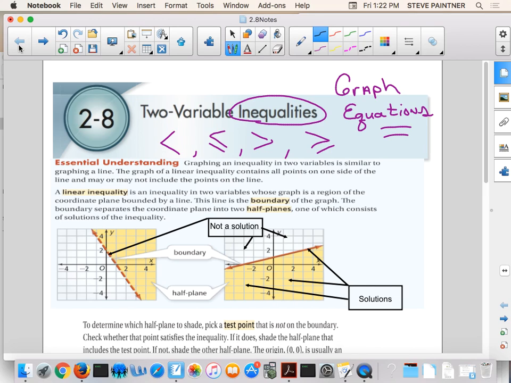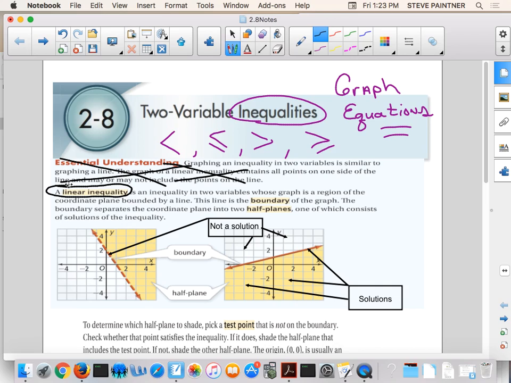Should we go? Yes. All right, not reading this to you. Okay, so we're starting here. A linear inequality is an inequality in two variables whose graph is a region of the coordinate plane bounded by a line. Bounded? This is the boundary line. We call that the boundary line, the red one. Sometimes the boundary lines are solid. Sometimes the boundary lines are broken. The line is the boundary of the graph.